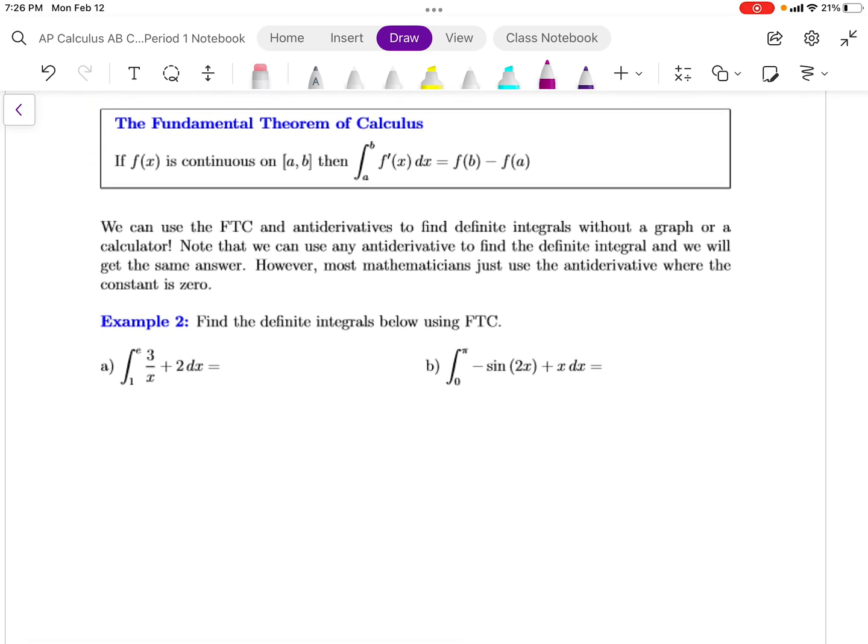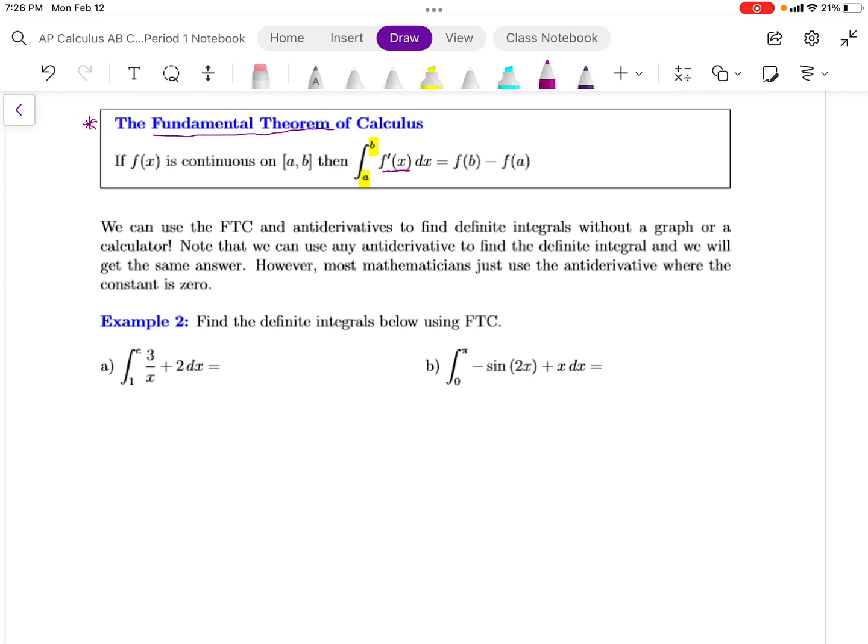But the last thing I want to introduce to you right now, and we will do more of this on another day, is the most important theorem, I should say, in calculus. It's called the fundamental theorem of calculus, hence its name, the fundamental theorem. Okay, and what it says is that if the function is continuous from a to b, then the definite integral, so the integral from a to b of f prime of x dx, is equal to its antiderivative, which would be the original function f evaluated at b, minus the function evaluated at a.